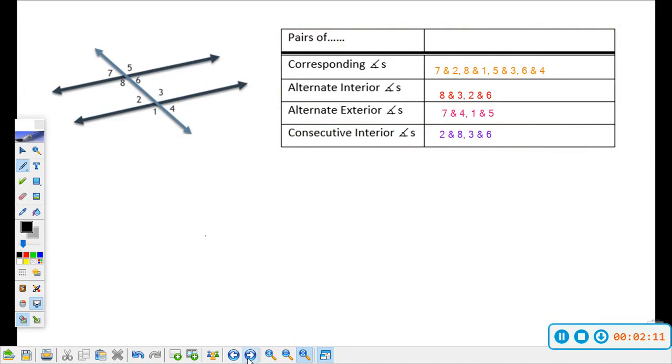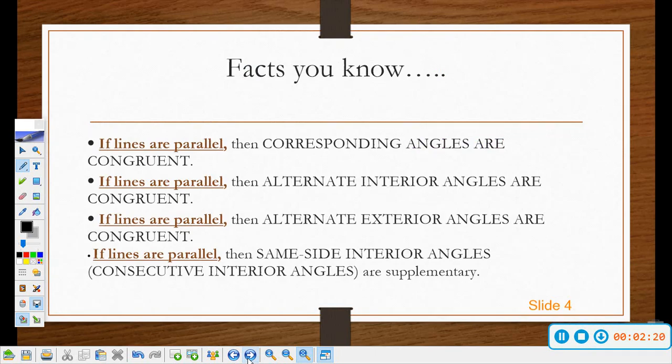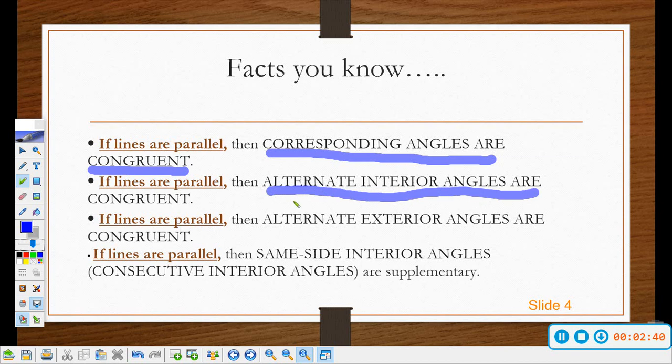Okay, here are the correct answers. Here are some things that you know. You know that if you have 2 lines cut by a transversal and the lines are parallel, then you know from our last lesson that the resulting corresponding angles are congruent. Okay? If you have lines parallel, then alternate interior angles are congruent. If you have lines parallel, then alternate exterior angles are congruent. And if you have lines that are parallel, then same side interior angles or consecutive interior angles are supplementary.